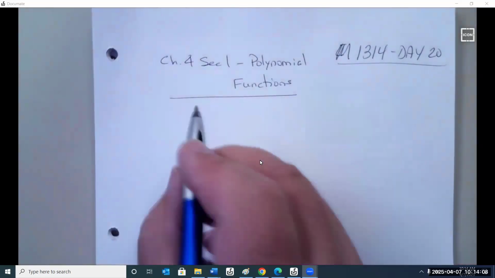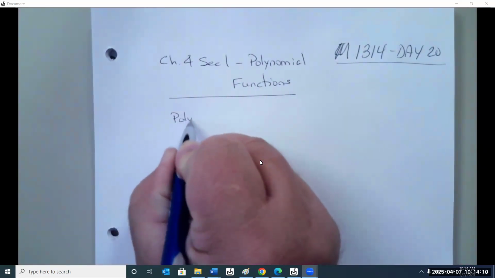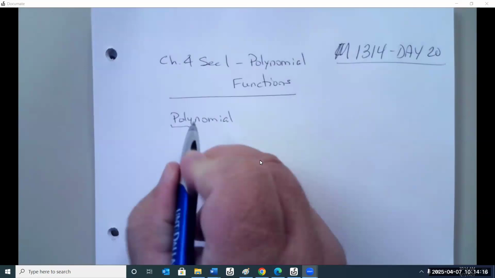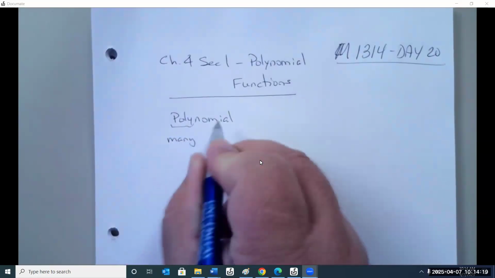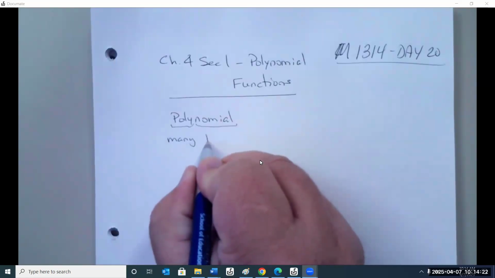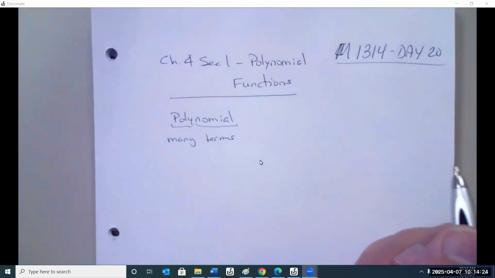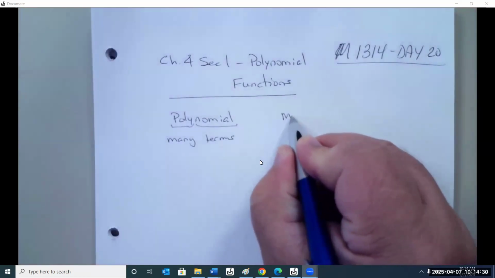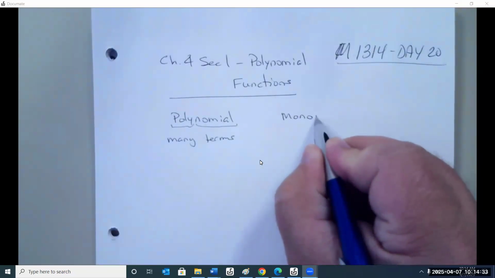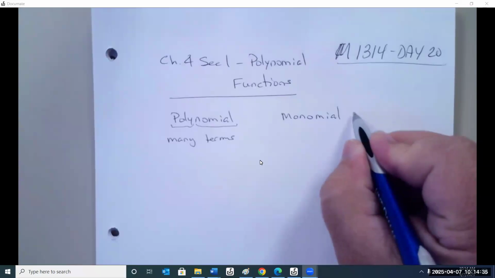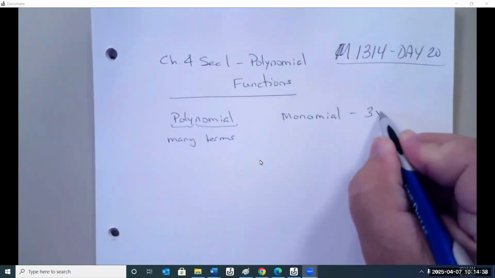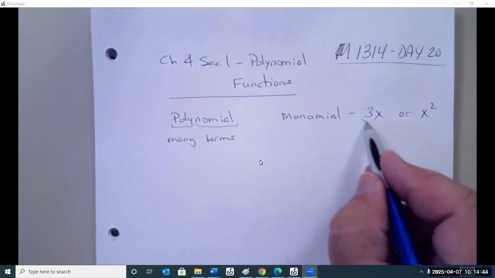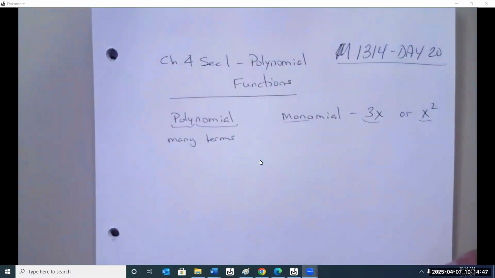Polynomial functions. What is a polynomial? Poly means many. Nomial means terms or numbers. For example, we've had examples of monomials. A monomial would be something like 3x or x squared. Those are one term. Mono means one, so it's one term only.